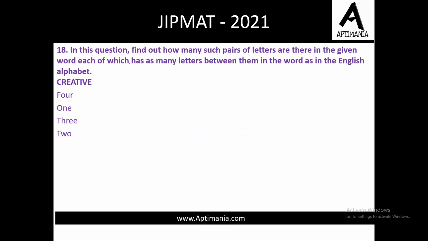Next, in this question, find out how many such pairs of letters are there in the given word, each of which has as many letters between them in the word as in English alphabet. As in, to English alphabet, suppose we have a gap of one letter in between A and C. So if here also we get a gap of one letter between A and C, then we have to count that as a pair. So this question is like this. Now I will show you an easy, very easy way. In fact, you can say it is a trick to solve such questions.